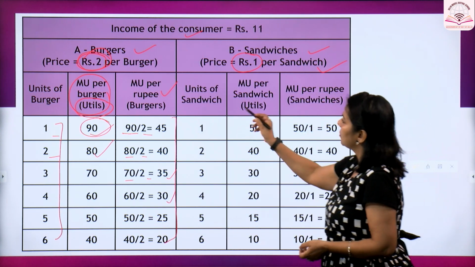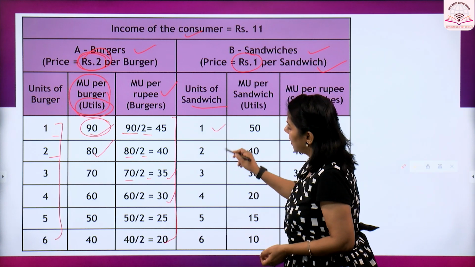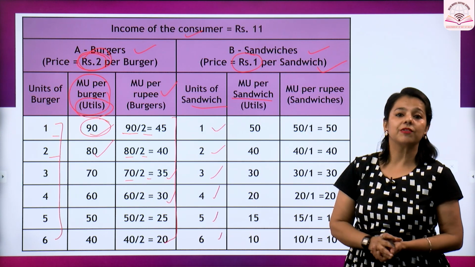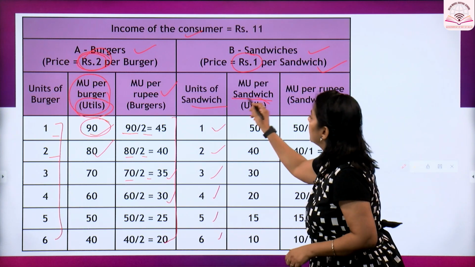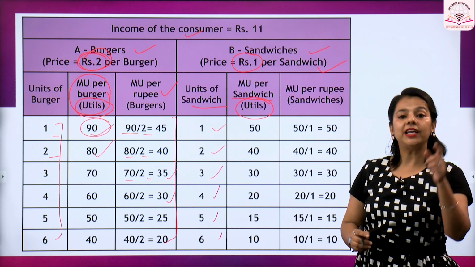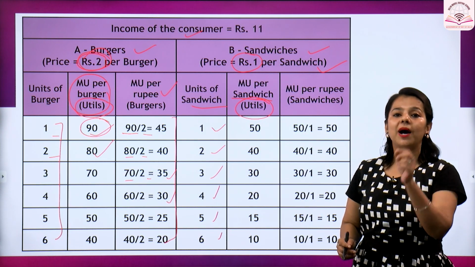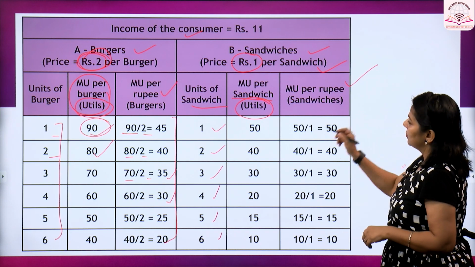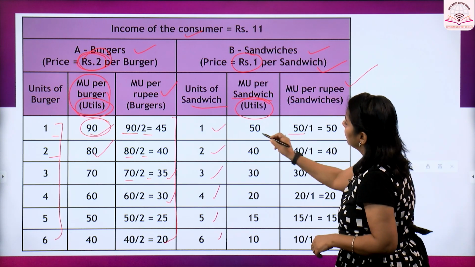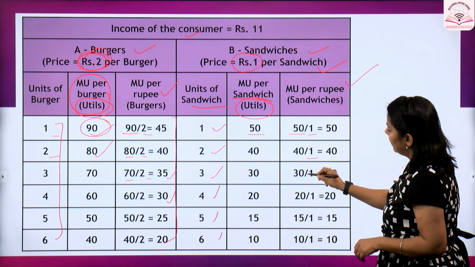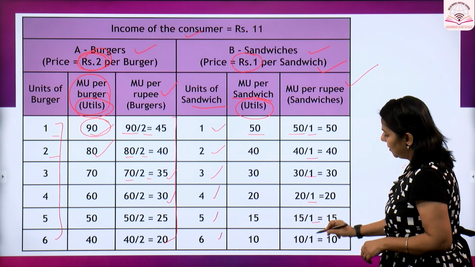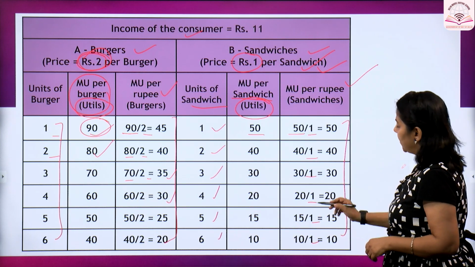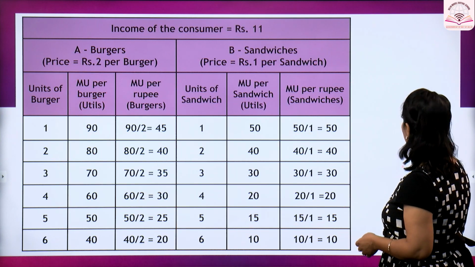Now in this column, units of sandwiches are given to us and marginal utility per sandwich is given to us, which is again in terms of utils. So we need to convert it into marginal utility in terms of rupees. So what we have done? Marginal utility divided by the price of the sandwich, which is given to us. So this is how we have calculated these values.